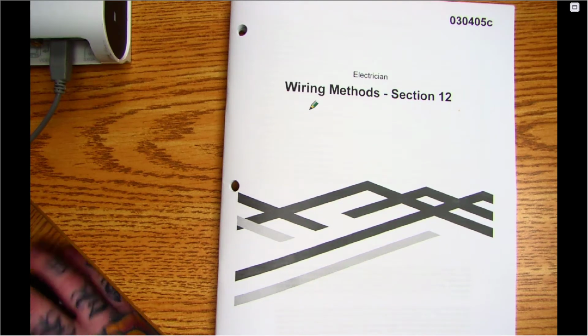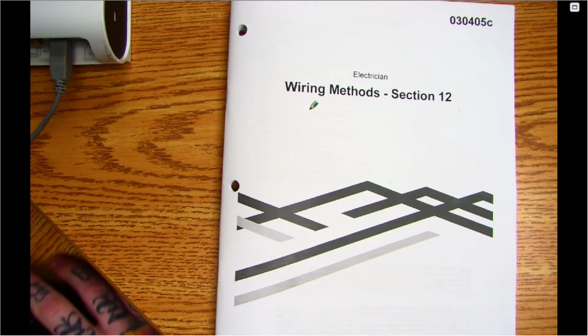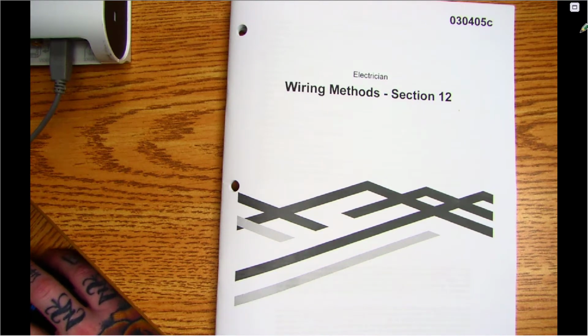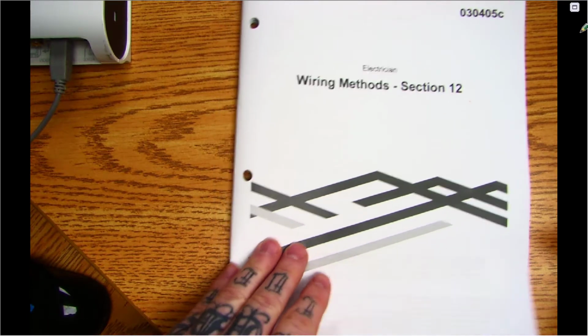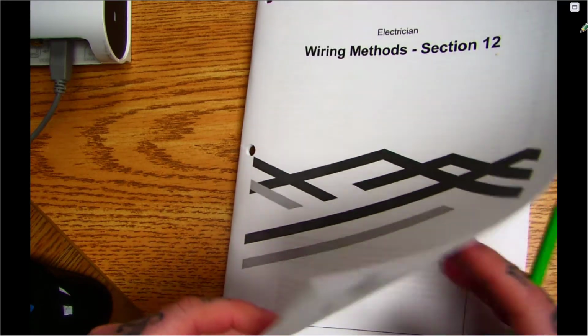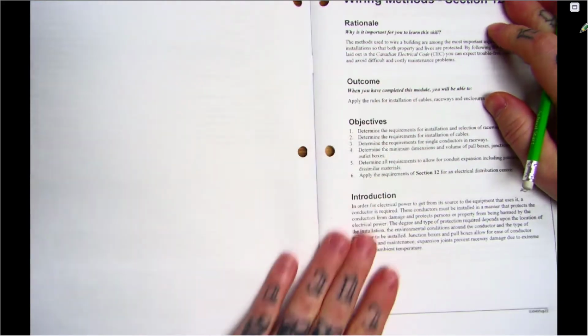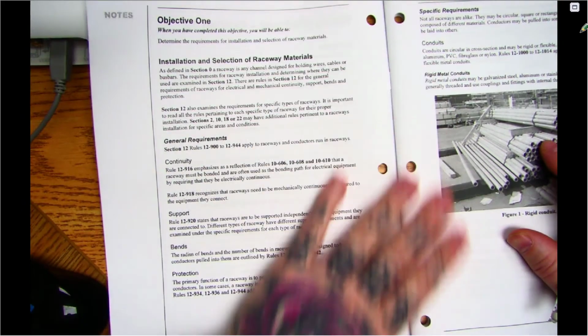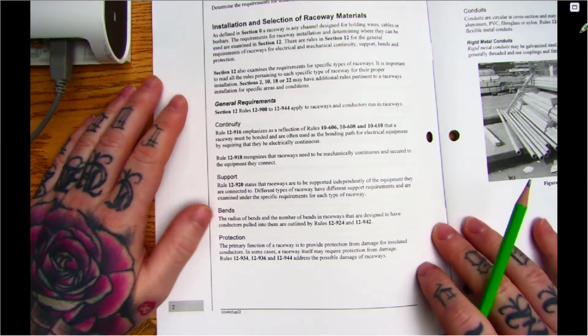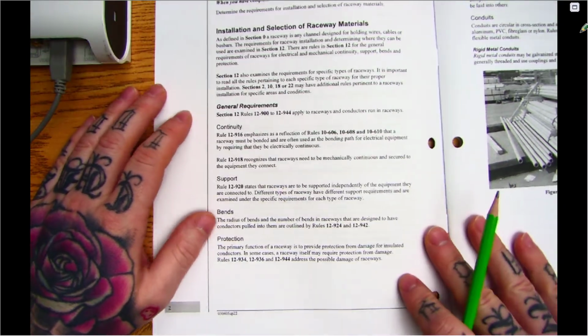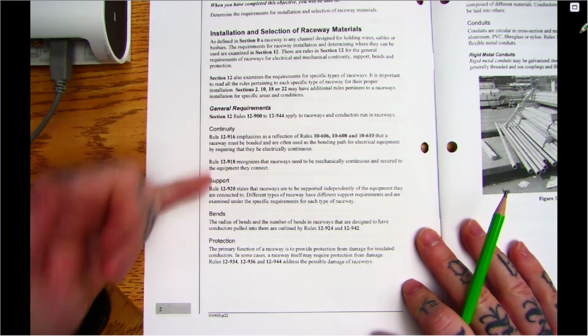Okay, so I'm going to go through some of these wiring methods, just so we can get an idea of what we're looking at. Section 12 in the code is fairly lengthy, but I personally think it's laid out very well. It's fairly easy to read through because they do break it down into cables and raceways and such. So again, go through the general requirements.